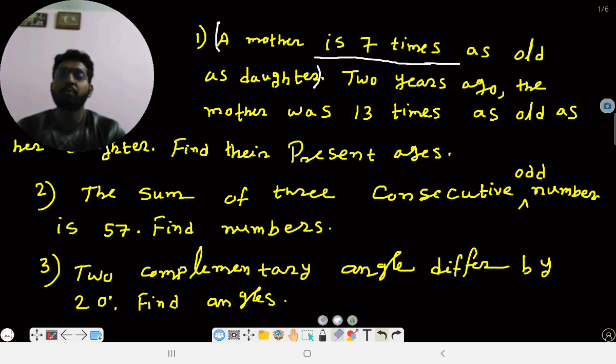So whenever a word problem is given, just read the question properly. So first thing is that you have to read it properly, thoroughly. That means step by step. So make a step, and step by step we have to follow.